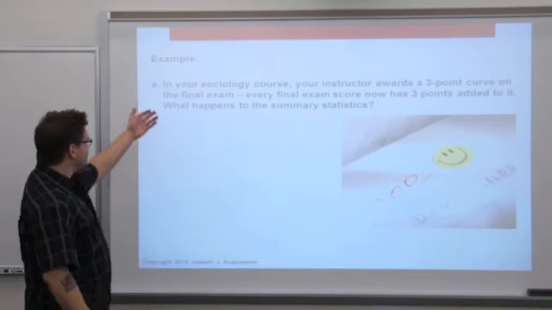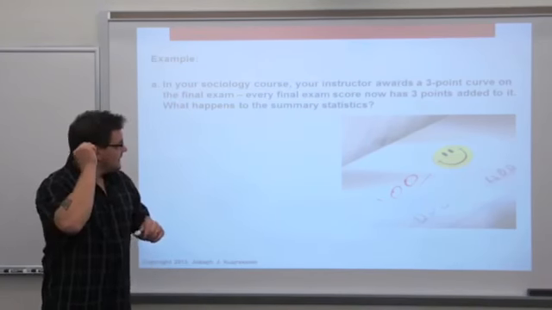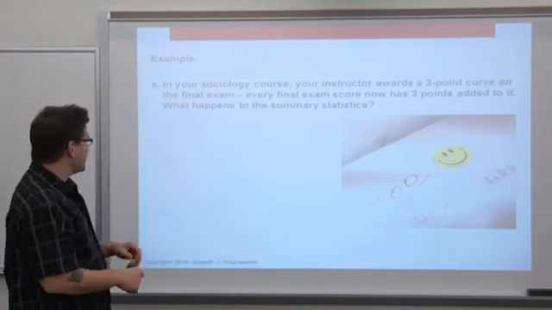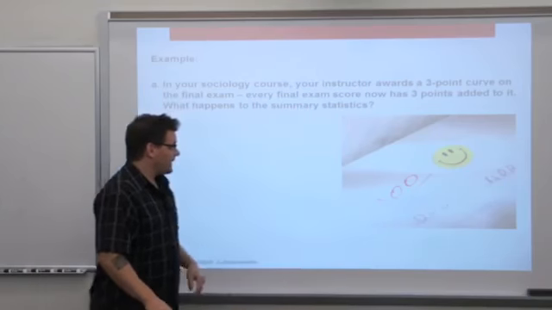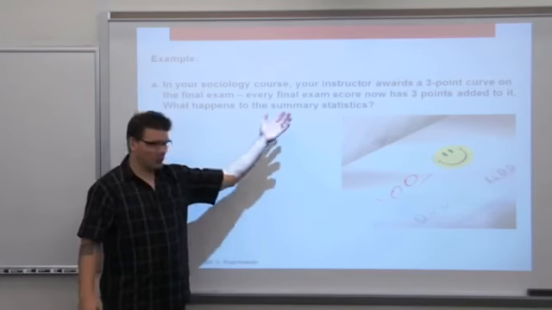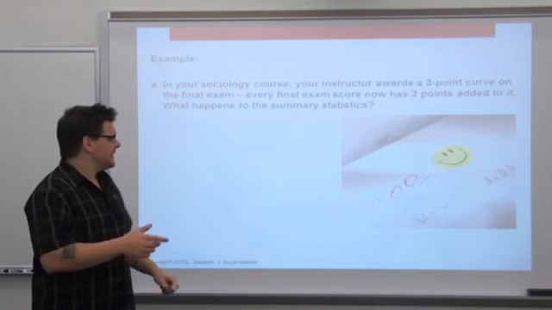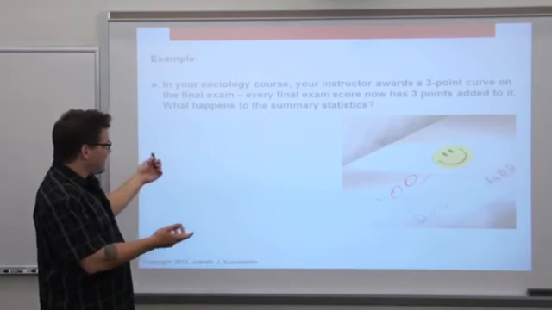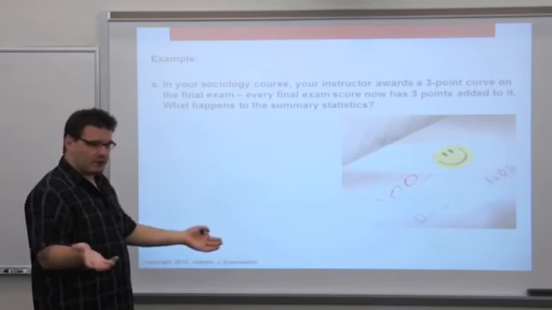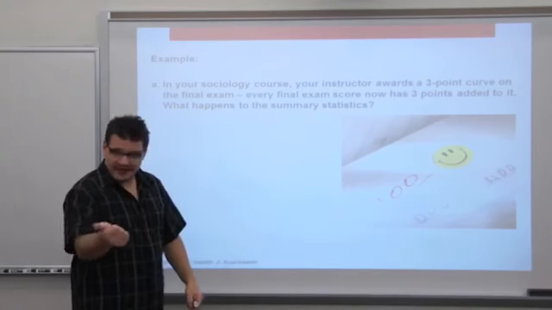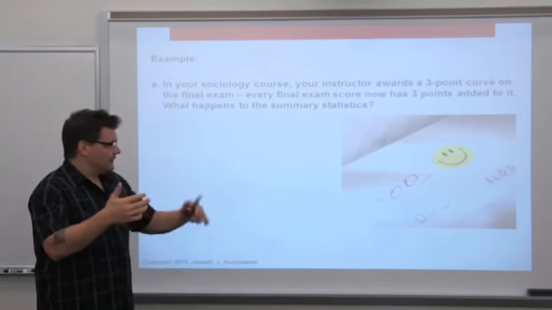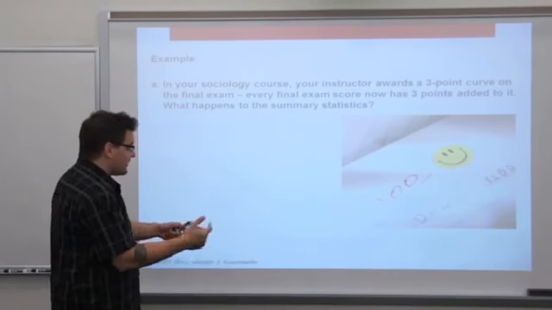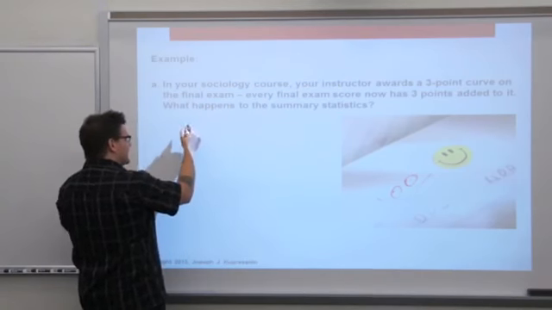All right, a couple of examples. Say you're taking a sociology course, just had the final exam, and your instructor decides to award a 3-point curve. Every final exam gets 3 points added to it, and the question is, what would happen to the summary statistics? Well, obviously, if everybody gets 3 points added to their final exam, the mean would increase, right? The mean would increase by 3 points. The median would also go up by 3 points. The person that did the best would get 3 points, so the maximum goes up by 3, the minimum goes up by 3. Let's write that down here.